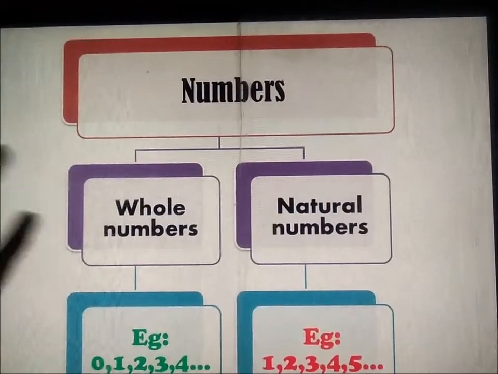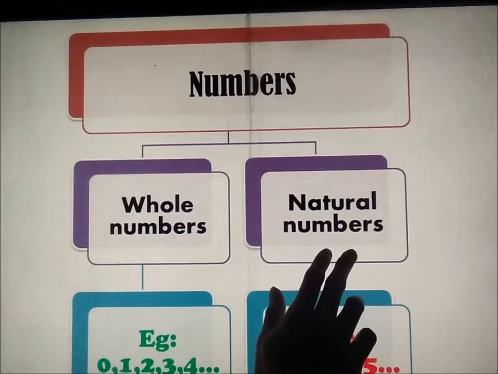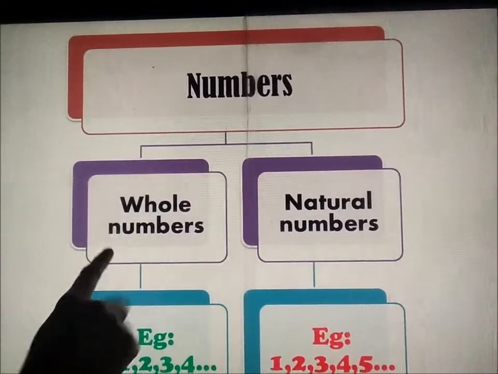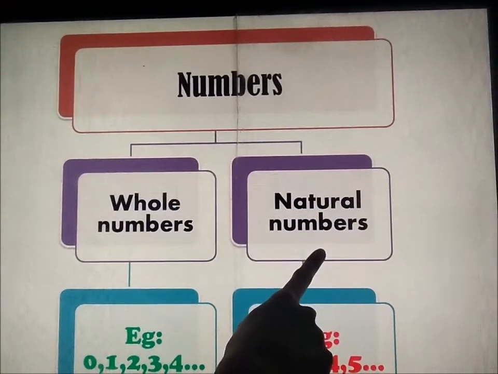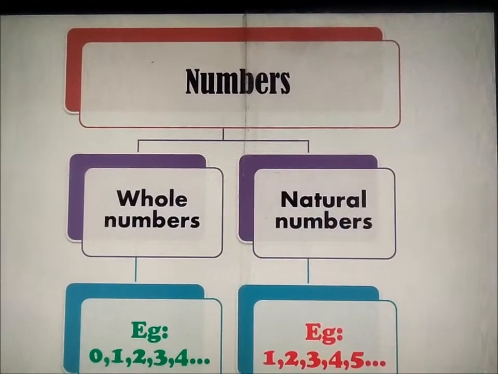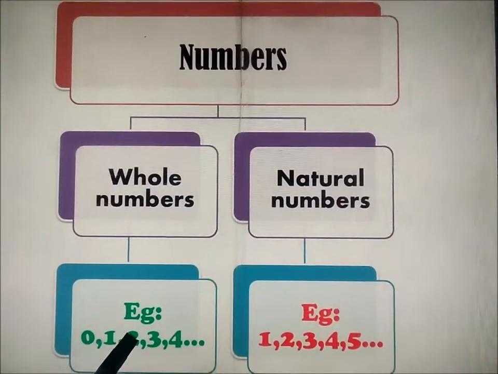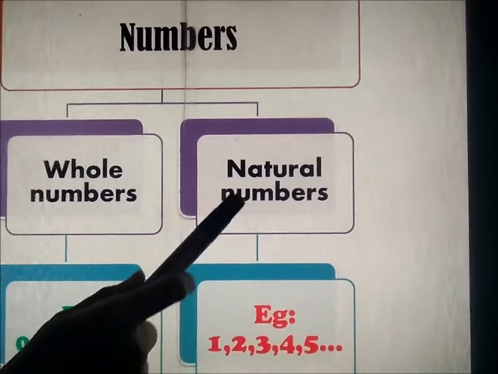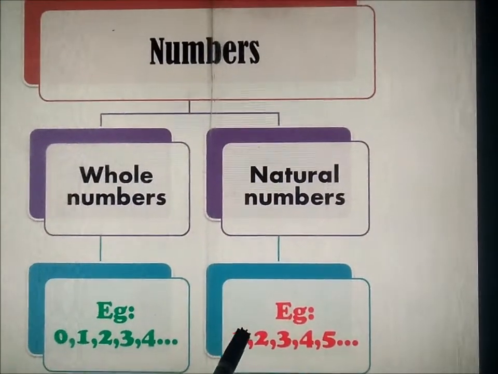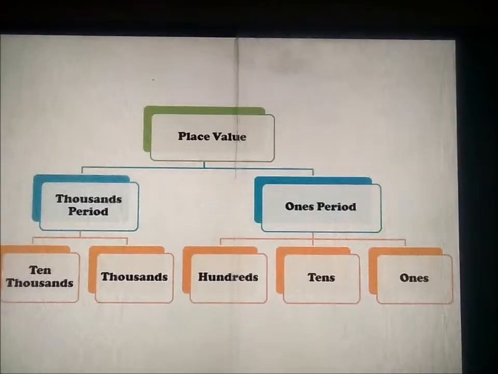Now these numbers can be subdivided into whole numbers and natural numbers. So the numbers are divided into two parts, which are whole numbers and natural numbers. Whole numbers always begin with 0: 0, 1, 2, 3, 4 and so on it goes. Natural numbers begin with 1, 2, 3, 4, 5 and so on.